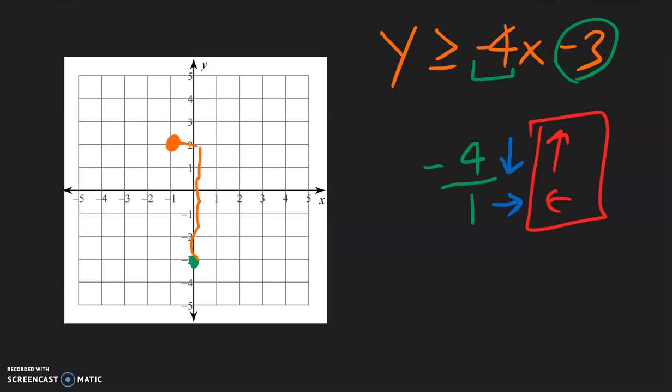So looking at the inequality, this has a line underneath the inequality, so we know we're going to draw a regular line. And for the shading, this says greater than. So I will go to any point on the line, so let's go to the y-intercept. And so greater than means above the line.